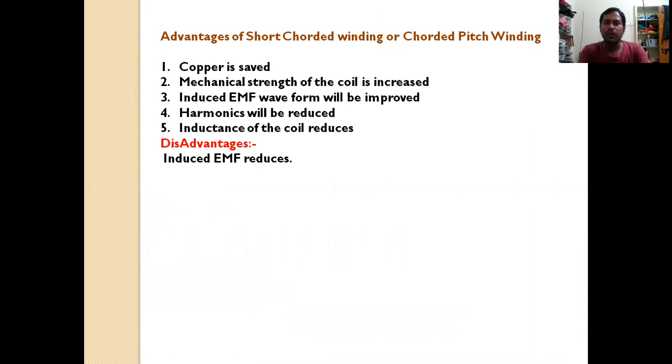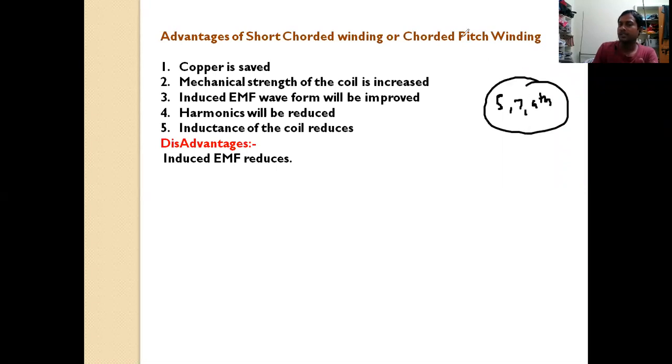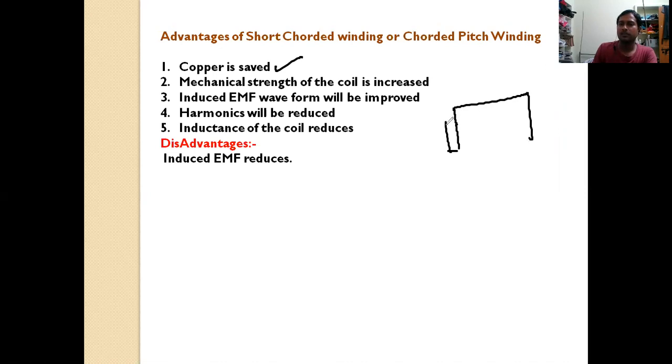So why do we need to use short pitch winding? I already discussed: to eliminate the fifth, seventh, and ninth harmonics. To eliminate these harmonics, we should use the short pitch winding, and along with that, we have many advantages. One is copper saved, because we are reducing the distance, and we are making the winding within this gap. We are eliminating this length, nothing but reducing the length of the wire, nothing but reducing the copper.